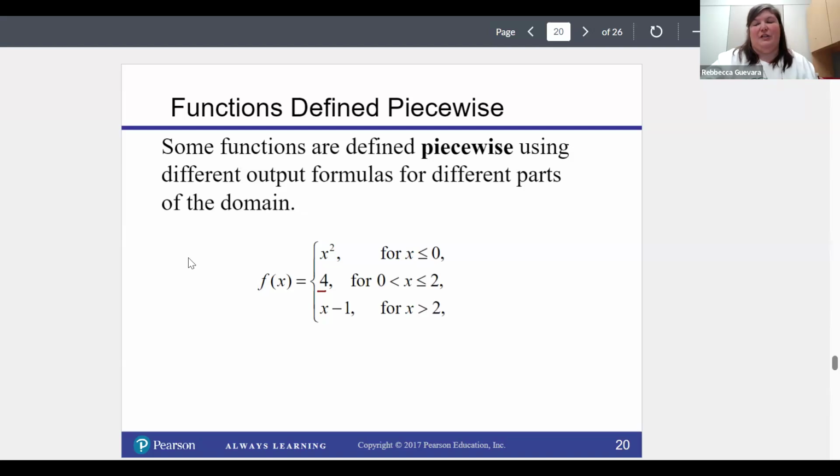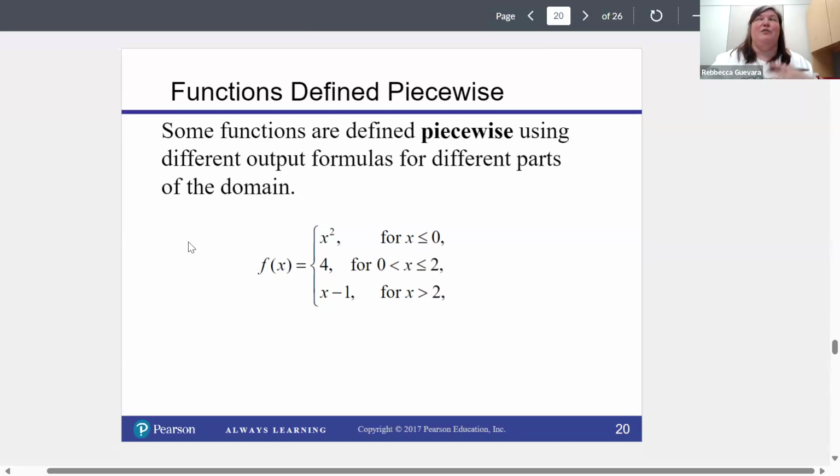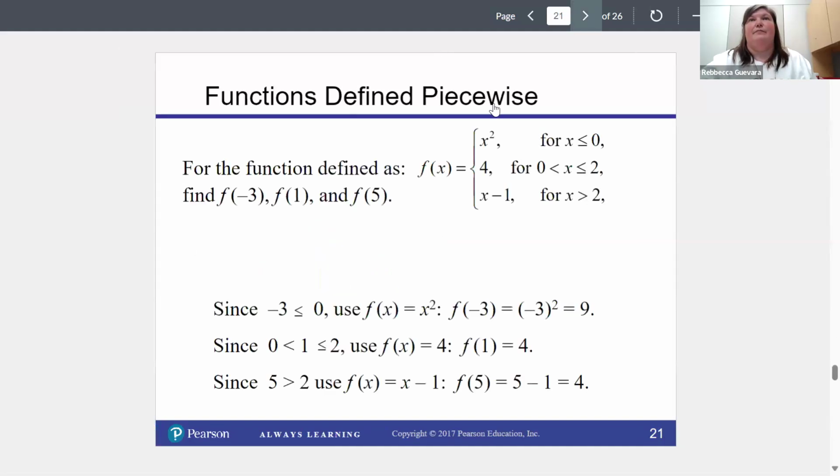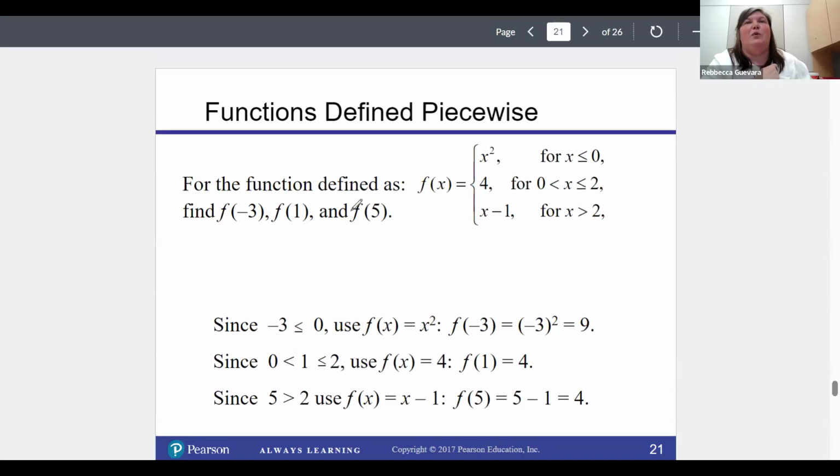This is something that occurs a lot of times, that we can't describe a situation with just one formula, and we have to break up the domain over several formulas. So for the function that was defined as we did before, we want to know what is f of -3, f of 1, and f of 5.